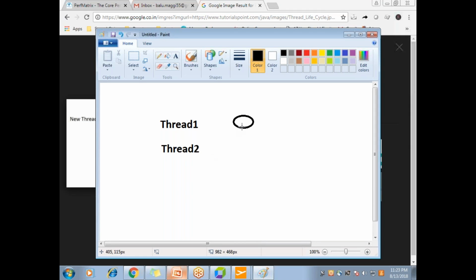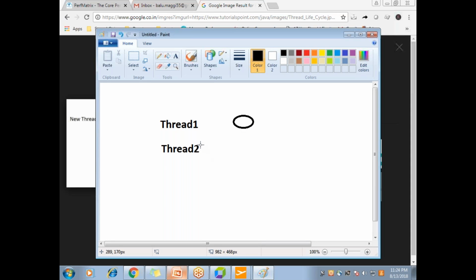Now thread 2 is also waiting for this object. So this will be blocked. This will be blocked from using this until thread 1 is done. Are you getting this? So thread 2 is blocked from accessing this object because thread 1 is already using that object.